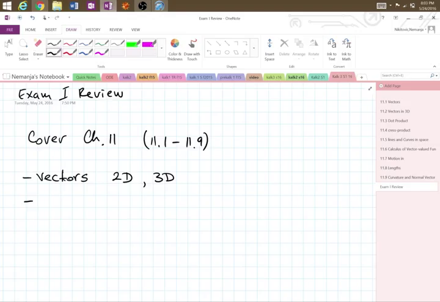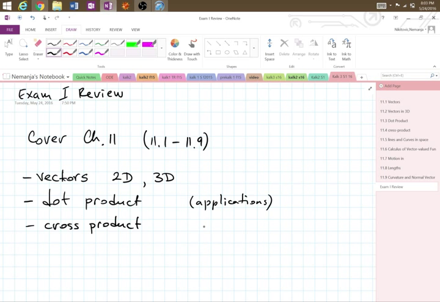We also have the dot product, the cross product. Both of these have their applications. Lines and curves in space. So I'm just going to say straight line.